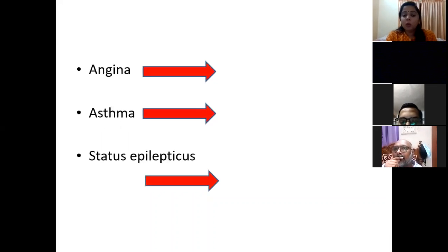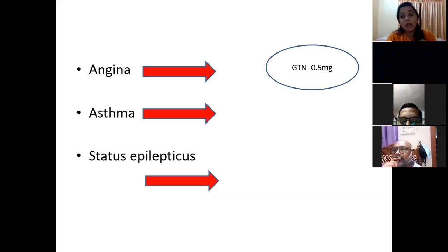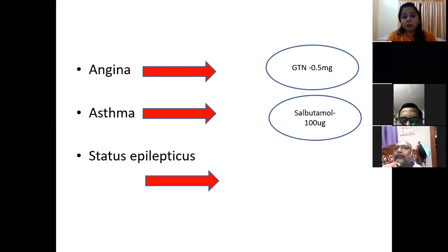Also, what is the emergency drug of choice in angina? Glyceryl trinitrate, 0.5 milligram sublingually. Asthma: salbutamol, 100 microgram, given as a metered inhalational dose.